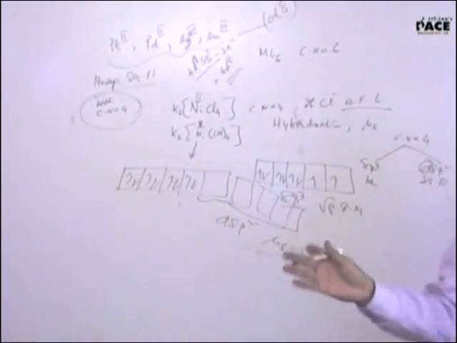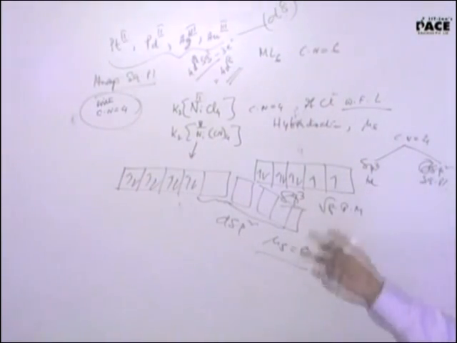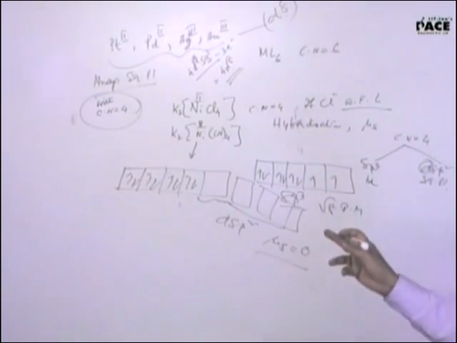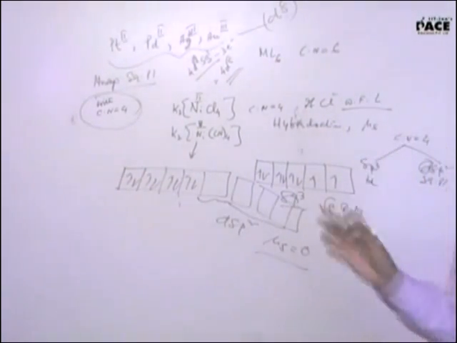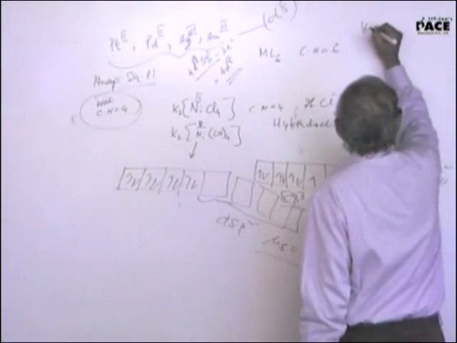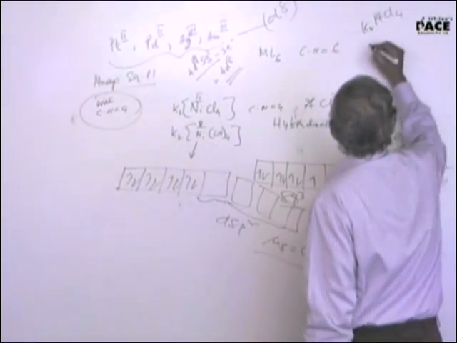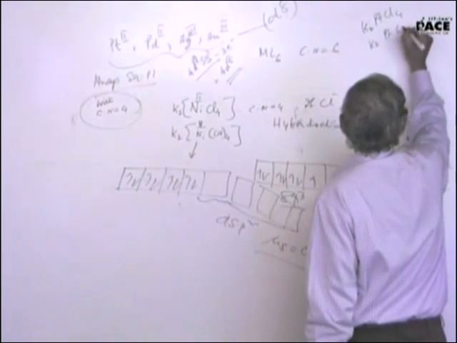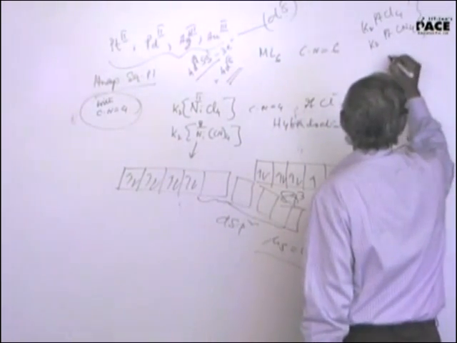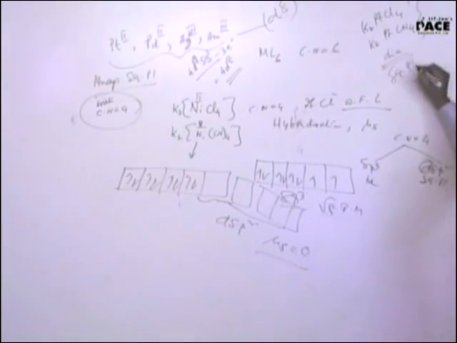Now you see, in the case of nickel, cyanide gave you square planar, chloride gave you tetrahedral. But platinum, whether it is K2PtCl4 or K2Pt(CN)4, both are diamagnetic. Both are square planar. So now you got the answer to your question or not?